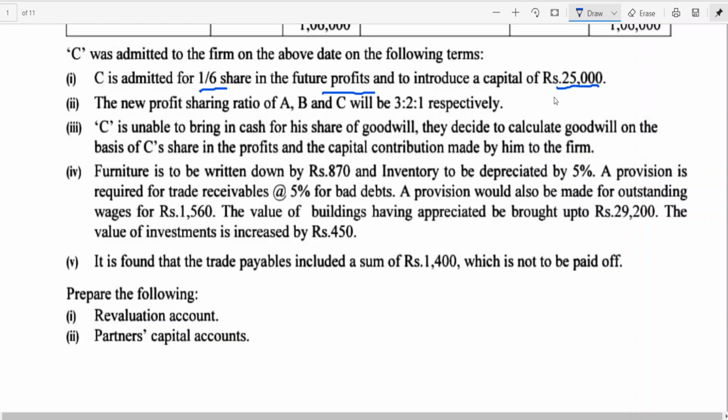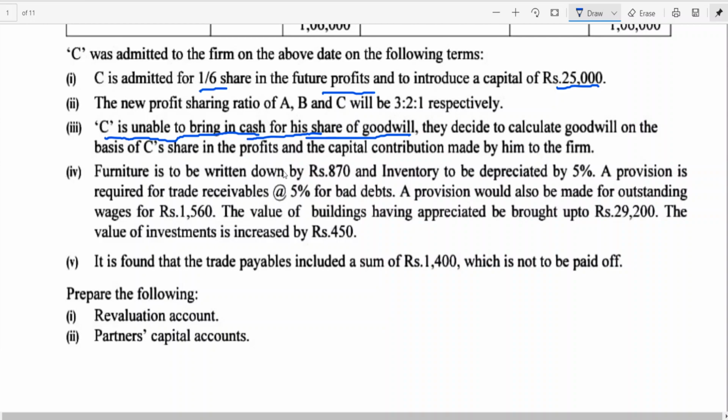Whenever you are reading the problem, you look at the share of the new partner, capital brought in by the partner, and goodwill. These three things you should remember. Then C is unable to bring in cash for his share of goodwill. So I think you know we are in situation 3 now. When C is unable to bring his share of goodwill, we have learned the entry treatment of goodwill on admission: new partner's capital account debited to old partners' capital accounts according to their sacrificing ratio.